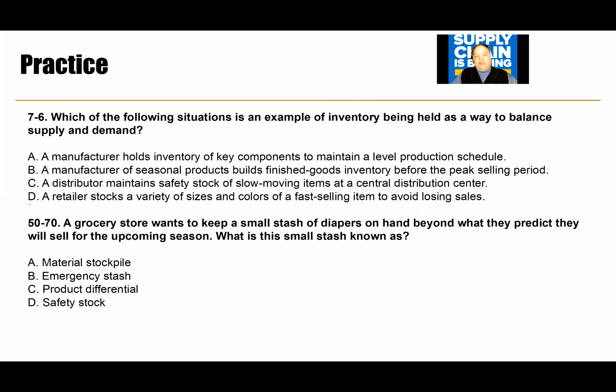7-6, which of the following situations is an example of inventory being held as a way to balance supply and demand? A, a manufacturer holds inventory of key components to maintain a level production schedule. That has probably more to do with production scheduling and leveling. B, a manufacturer of seasonal products builds finished goods inventory before the peak selling period. I like that answer. C, a distributor maintains safety stock of slow-moving items at a central distribution center. And D, a retailer stocks a variety of sizes and colors of fast-moving items to avoid losing sales.